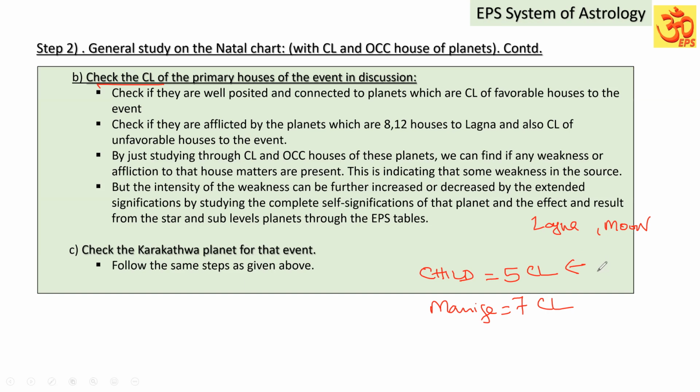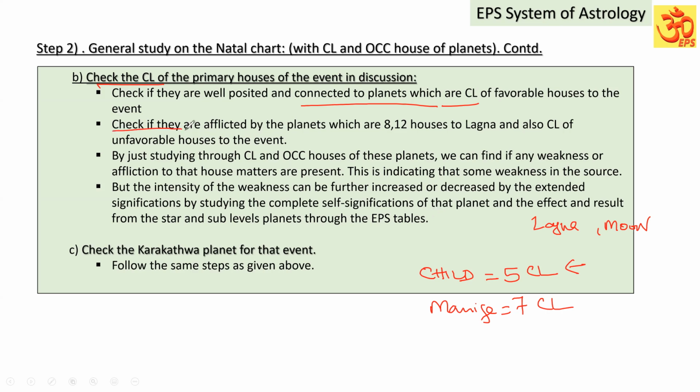11th house, if they are all giving support to the 5th house. Similarly, whether the 7th house lord is also getting support or not, we have to check. So check if they are well posted. Suppose the 5th lord is posted in the 2nd house or 11th house or 9th house, 7th house. They are well posted and connected to the planets which are cuspal lords of the favorable houses to the event. Connected means by way of conjunction, aspect, Rasi lord, that way.